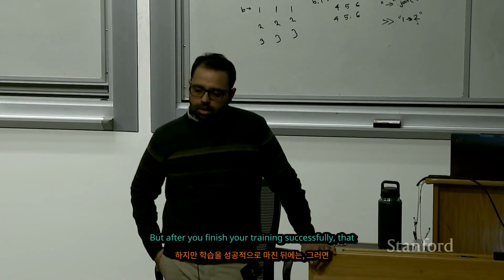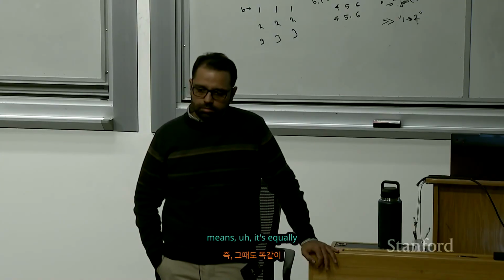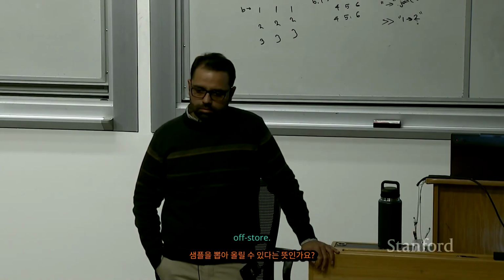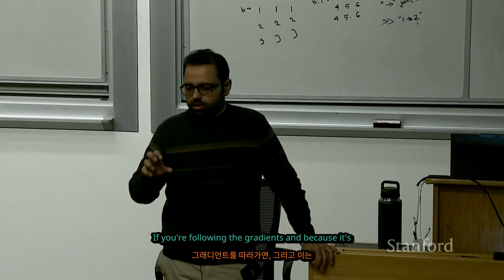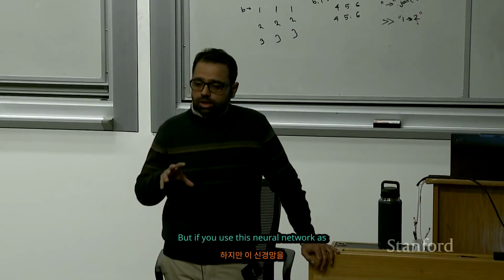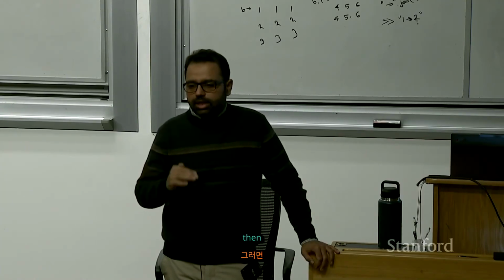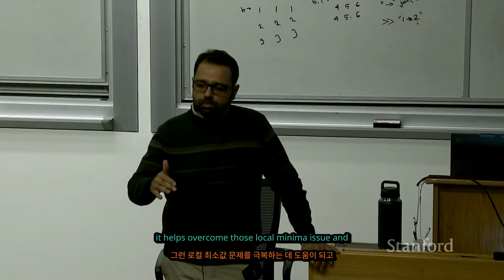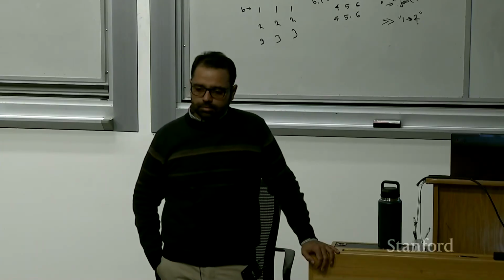I see. But after you finish your training successfully, then it's equally easy to sample goals near an obstacle or far away from an obstacle? If you are following the gradients, and because it's an approximation, it can go to local minima. But if you use this neural network as a value function and incorporate it within some MPPI, then it helps overcome those local minima issues, and it does well. I see. Yeah, cool. Yes, thank you.